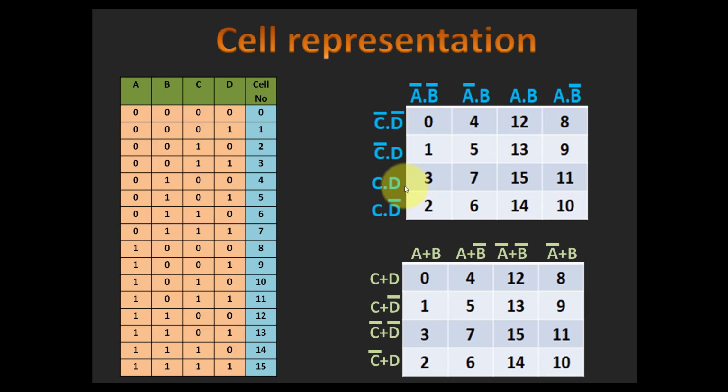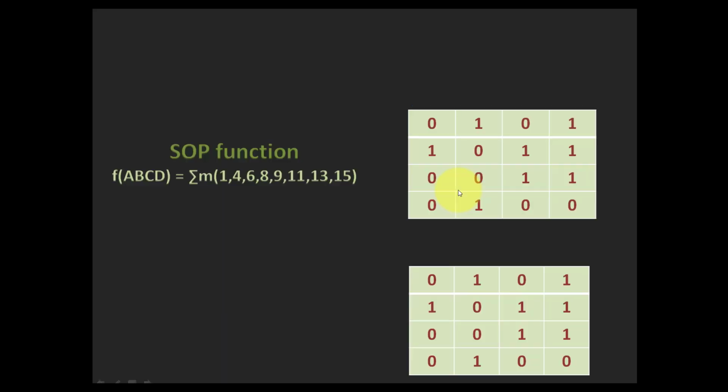Even for POS, the cell numbers are the same. Only the change is that A bar B bar becomes A or B, A bar dot B becomes A bar, A and B bar, and so on, A or B bar, and so on. So the cell numbers remain the same. Now let us see the representation.